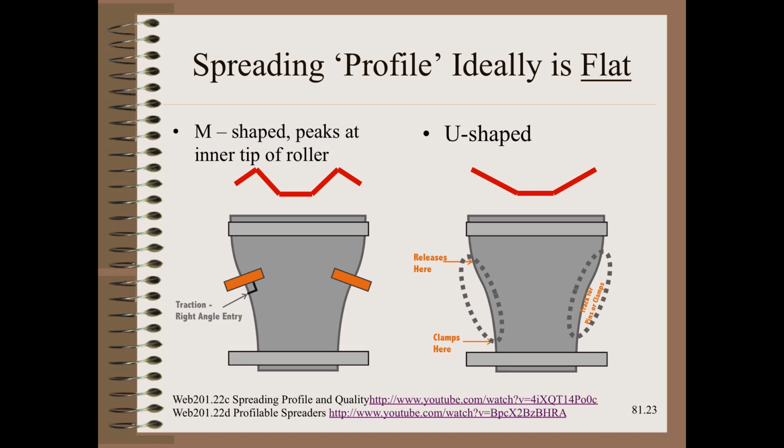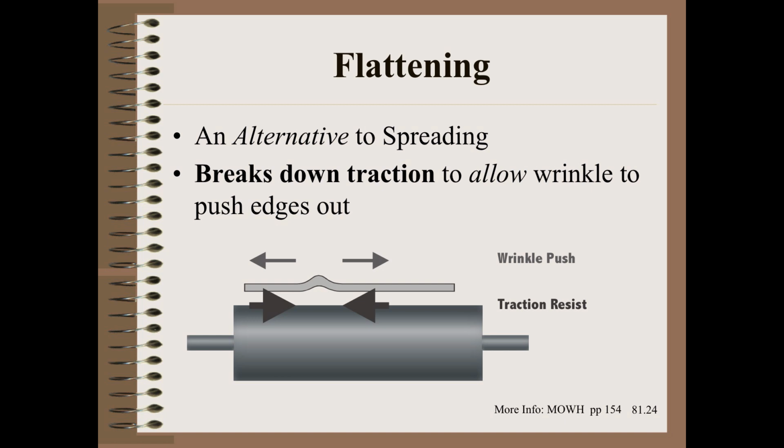However, the most powerful spreaders, such as the expander roller, edge pull rollers, and the tenter, all have inherently non-uniform spreading profiles. The profile is typically M or U shaped. Some of this profile comes from changes in traction profile across the width. Flattening is a less aggressive alternative to spreading that we discussed in great detail in Web 101. This mechanism requires either partial or whole-scale sliding.